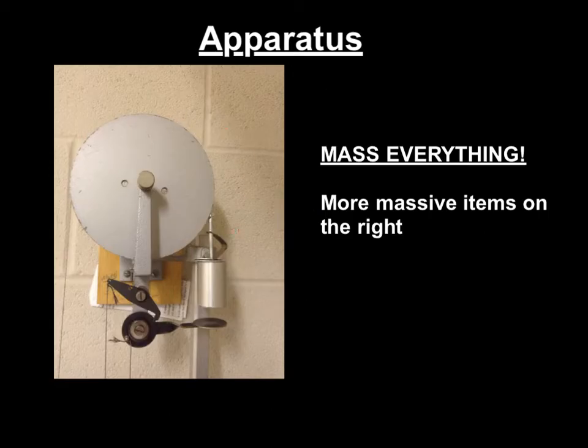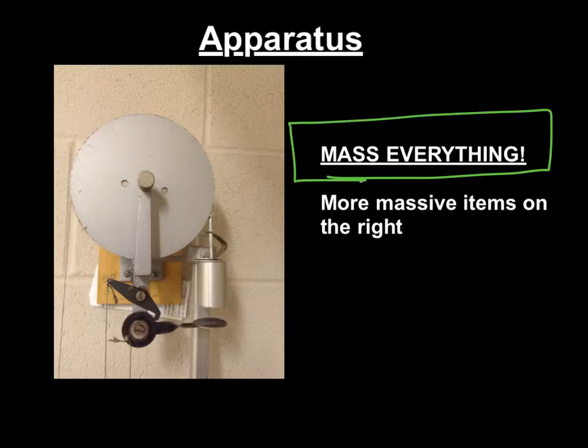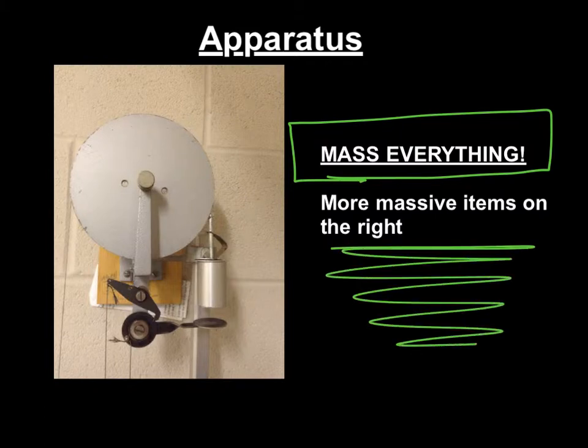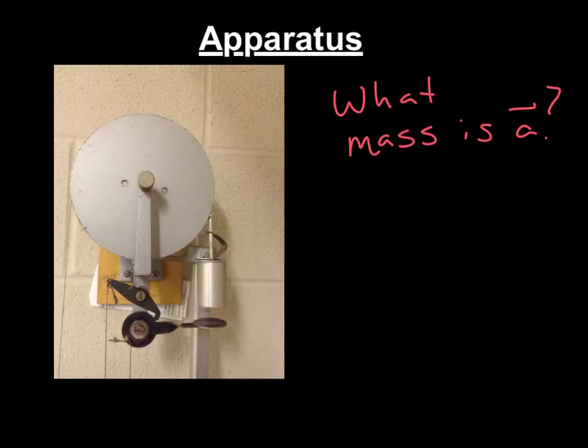One important thing: you're going to measure very small masses and forces. So mass everything. Don't take anything for granted. And the other thing is to have the more massive objects on the right, which makes sense because this is the mass that's going to fall. So mass everything, and put the more massive object on the right.